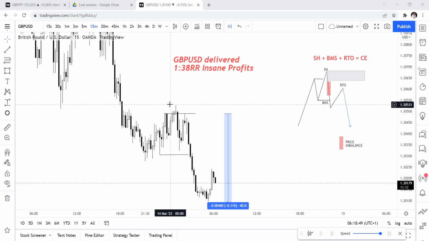Good morning. Please just follow me as I show you how we went to do this on Pound USD, to take a same profit of 1:38 RR, delivered at daybreak or midnight of the 13th of March. Let's go.